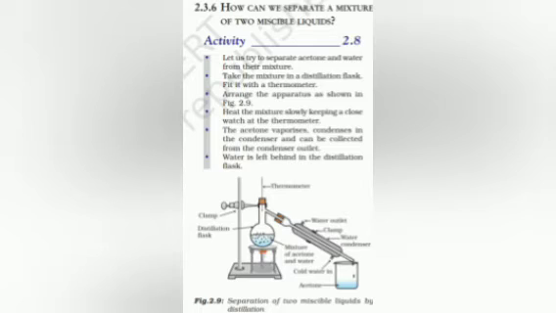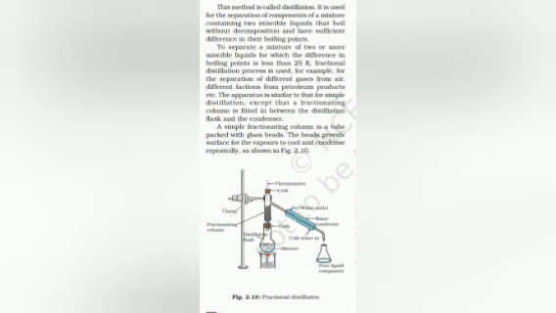The acetone vaporizes, condenses in the condenser, and can be collected from the condenser outlet. एक बार सबसे पहले जो एसीटोन वेपराइज होगा वो कंडेंसर से जाएगा. वहाँ पे कंडेंसर with cold water running है, because of that the temperature decreases and vapors of acetone turn into liquid acetone which can be collected outside. And at the end in the flask the water remains, that is the distillation flask. This method is called distillation.